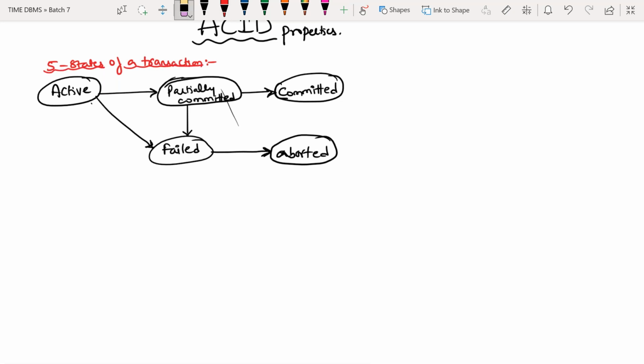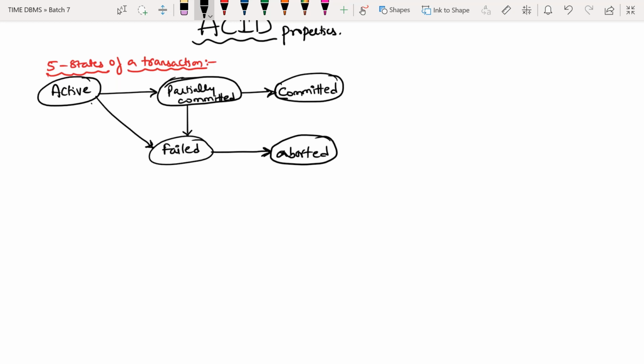These are the 5 states of a transaction, right? If you see any transaction, it will be in one of these 5 states. Maybe it is executing, or it has executed all the operations, which we call partially committed. Once it completes all the operations, we call it the committed state. If failure happens before it enters the committed state, it moves to the aborted state. Okay, fine. Next.